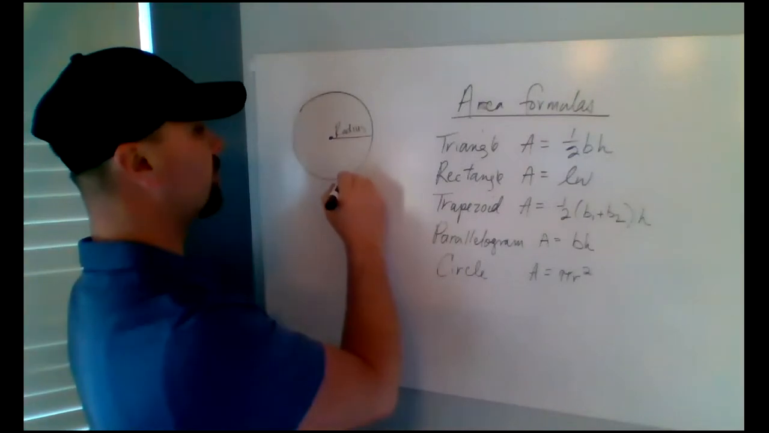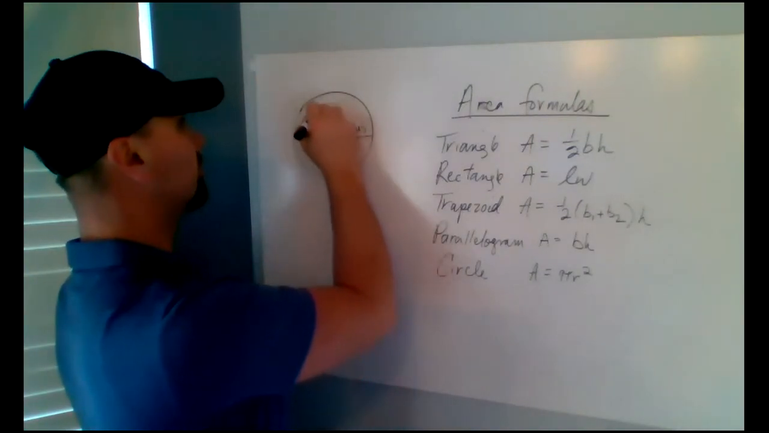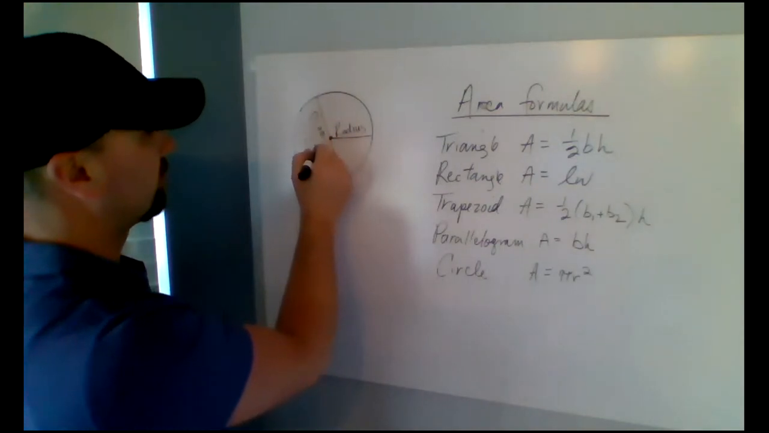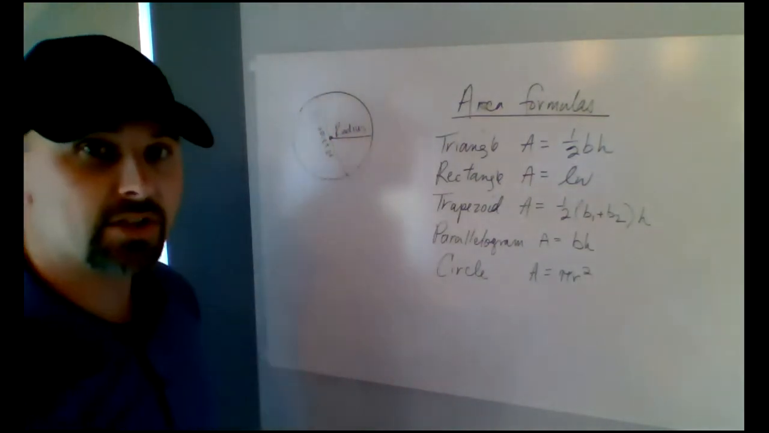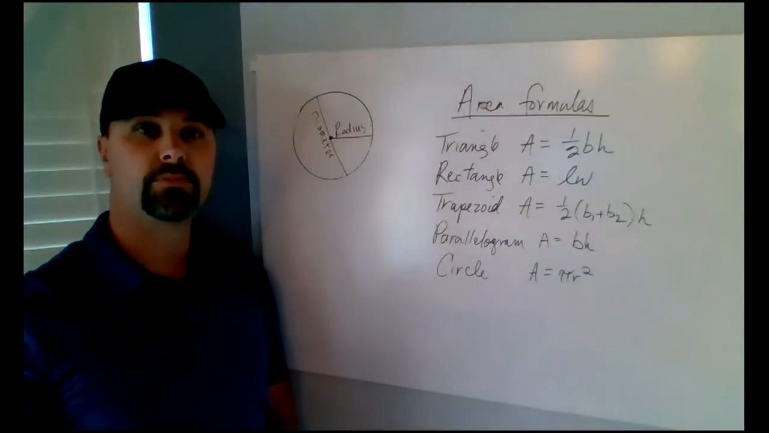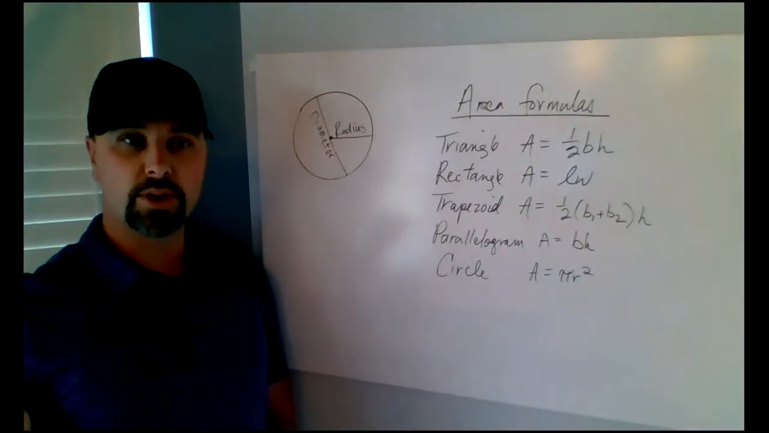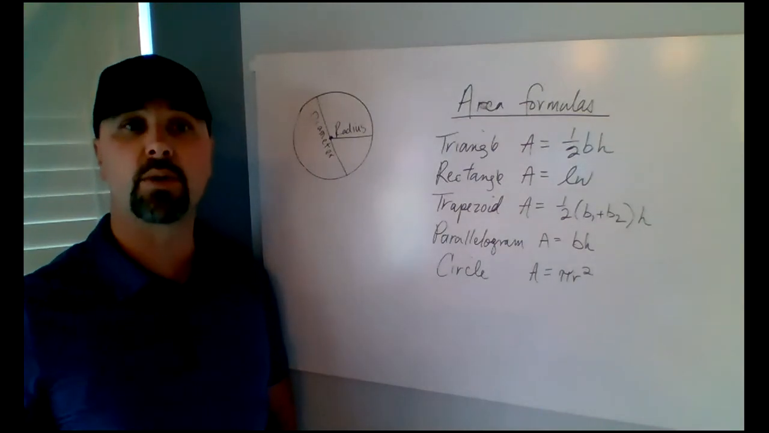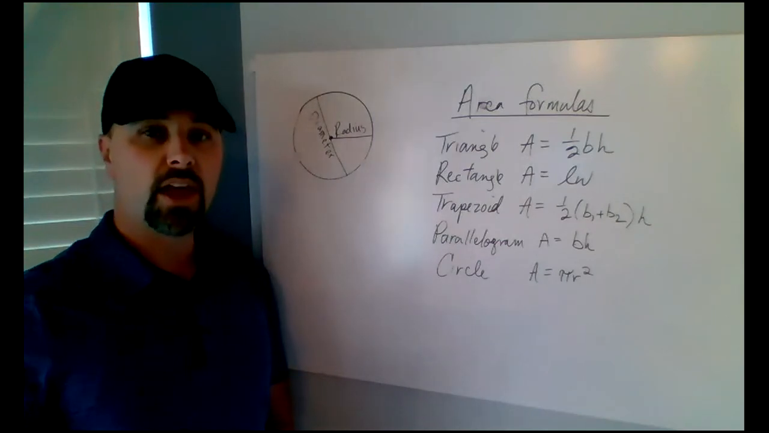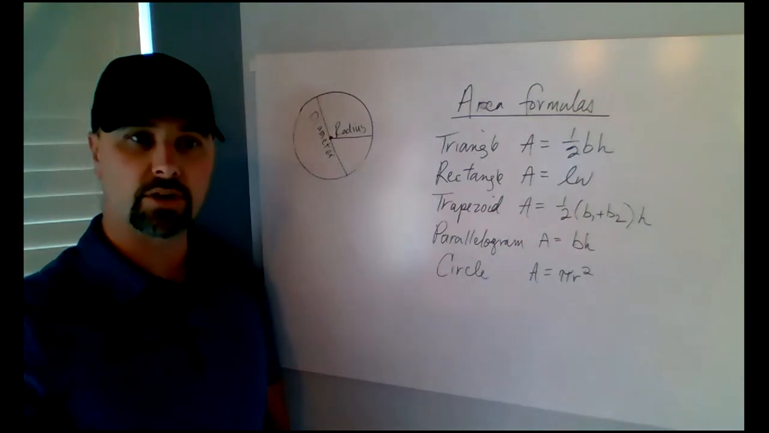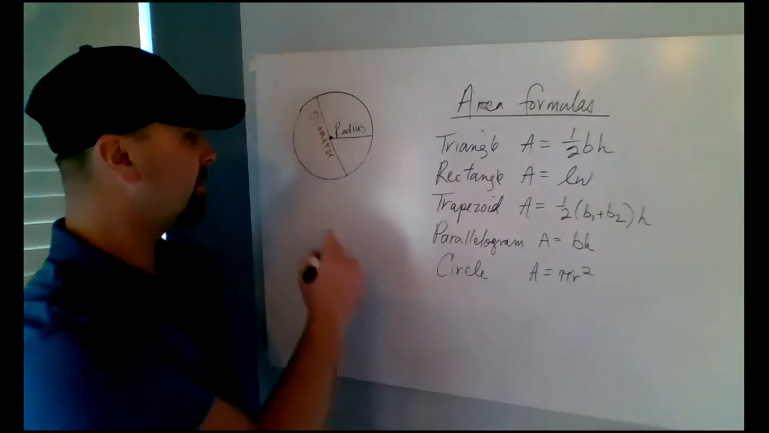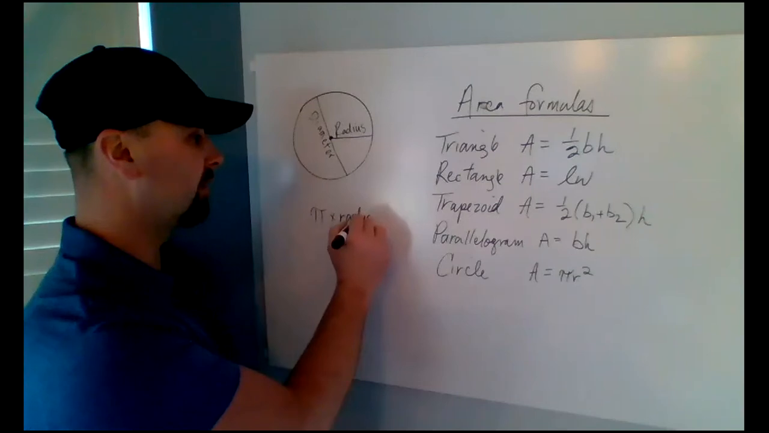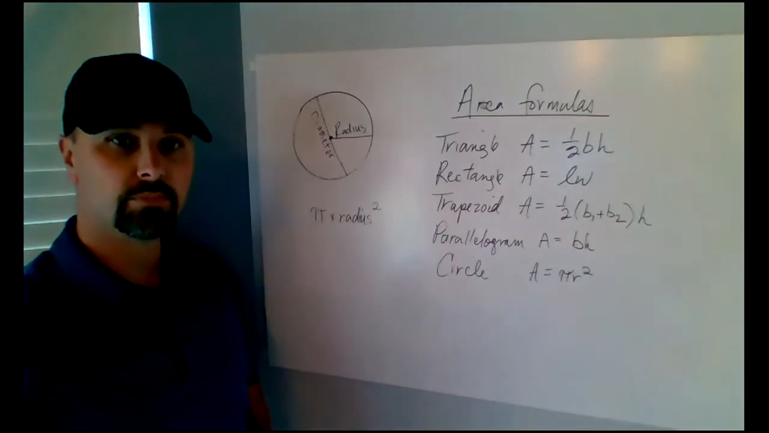You could also measure a circle from edge to edge through the center, okay? That is called a diameter, from edge to edge. What we know is the diameter will always be twice as much as the radius, or the radius is always half of the diameter, okay? And so when you're being asked to find the area of a circle, pi r squared, pi times the radius squared. That's what we're doing.